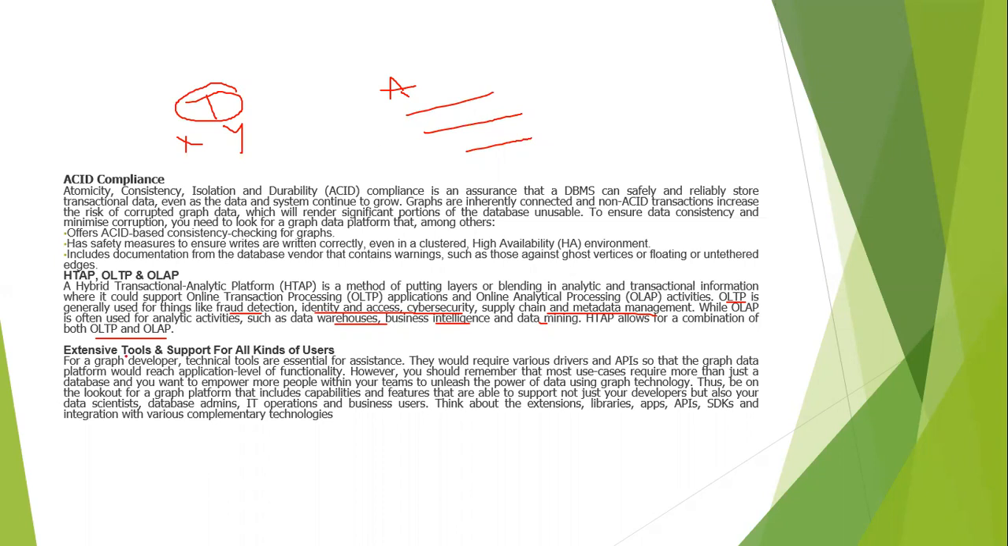Next, extensive tools and support for all kinds of users. So this graph database allows API, that means application programming interface, and it also has different kinds of tools. It supports all kinds of activities for business users, administrators, scientists, IT operations, everything. So this graph database is used by everyone in real life.